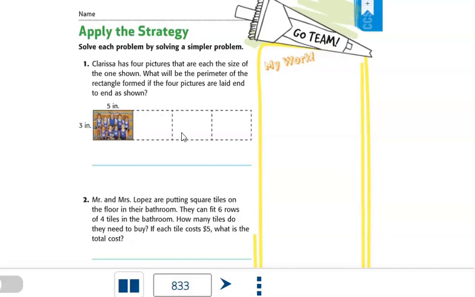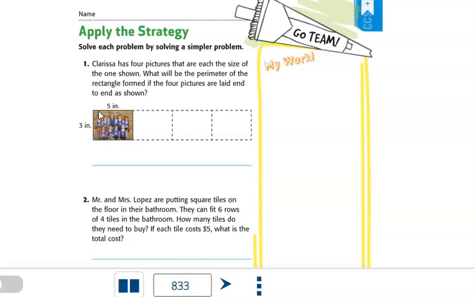If this is 5 and we know that each picture is exactly the same, then that means that this is also 5, and so is this, and so is this. So all 4 of those together makes 5, 10, 15, 20. And then if this side is 20, then that means this side is also 20. And if this side is 3, then what about this side?